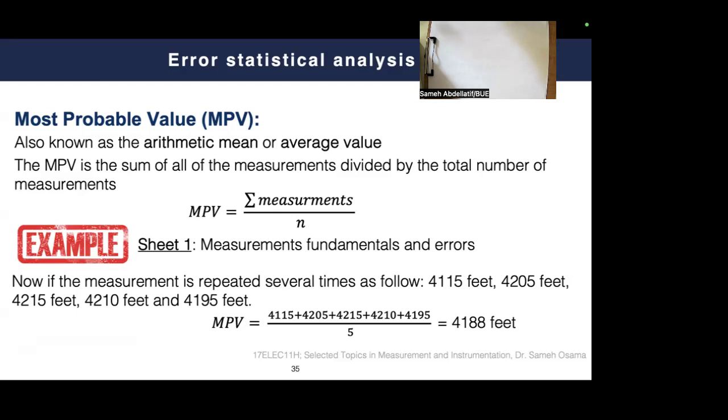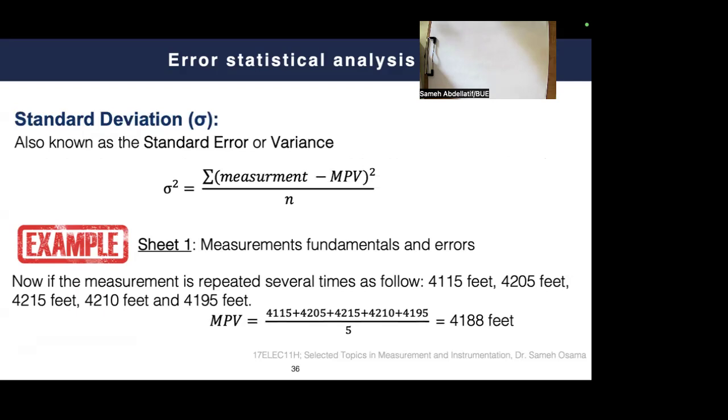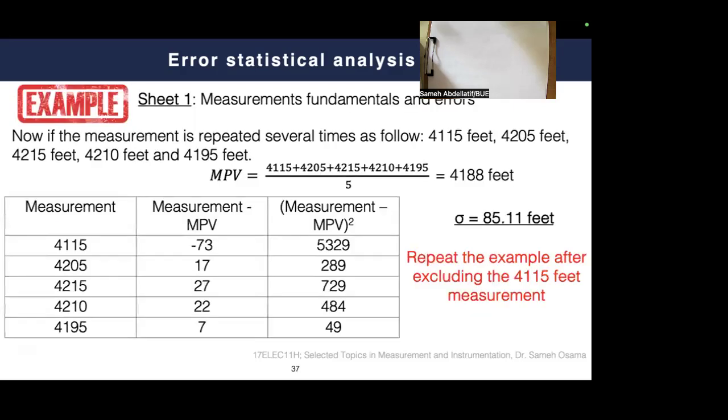Now, what should I do then? Then I can calculate what we call the variance. Maybe you already heard about the variance in your probability courses. I'm not sure if you have considered probability in your curriculum or not, but it's very simple to calculate. It's the measurement minus the most popular value, all squared, over the number of measurements, which is 5. So we can calculate it in a very easy way. Let's do this exercise together.